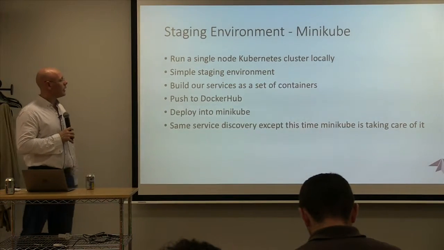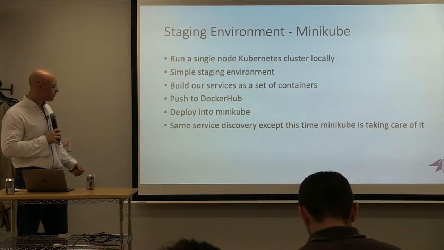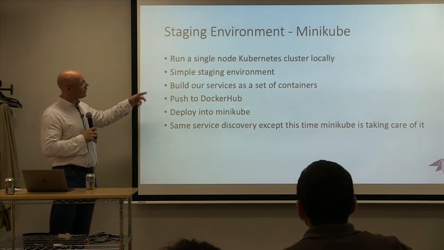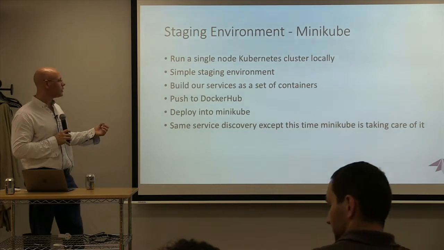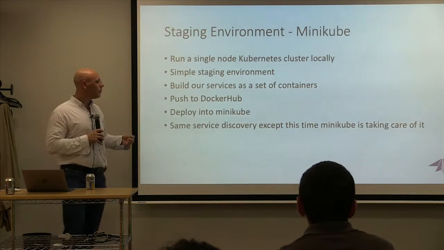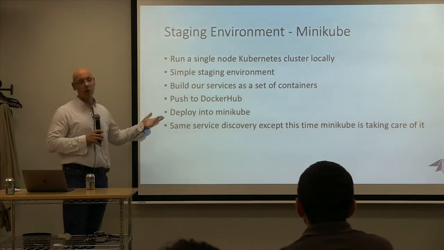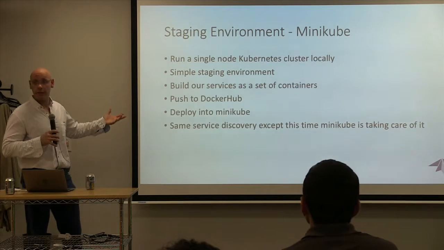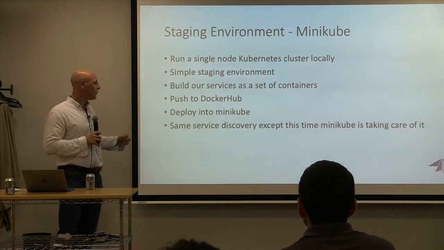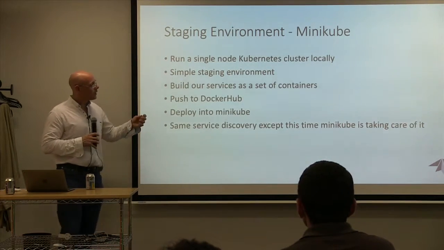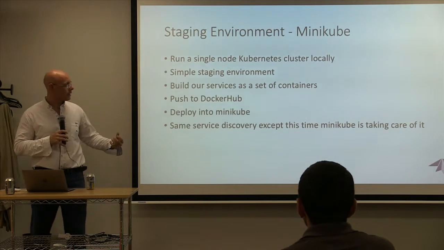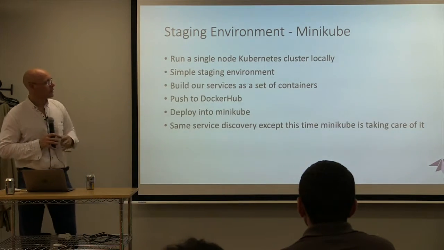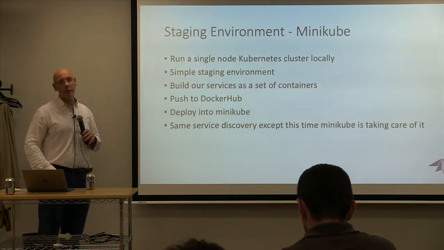And for us, that's going to be a simple staging environment. So what we can then do is build our services as a set of containers, push those to Docker Hub, or you can run a local registry and push them into a registry. Kubernetes needs a registry to pull from. Then deploy it into Minikube, and this time we'll have the same service discovery mechanism, but Minikube is taking care of it rather than Fuge.